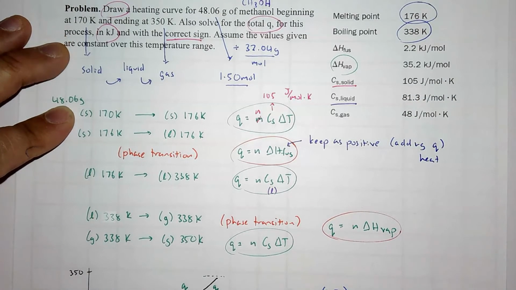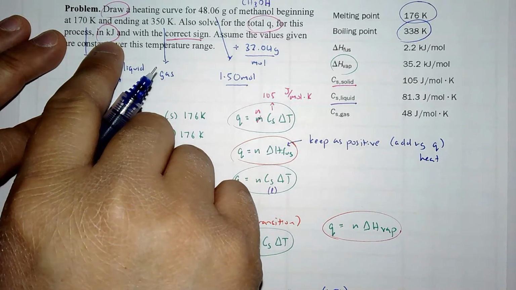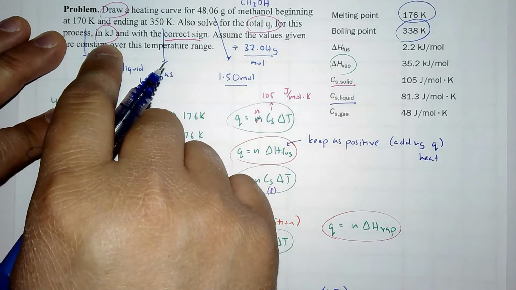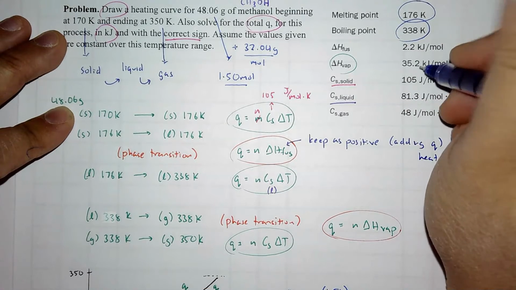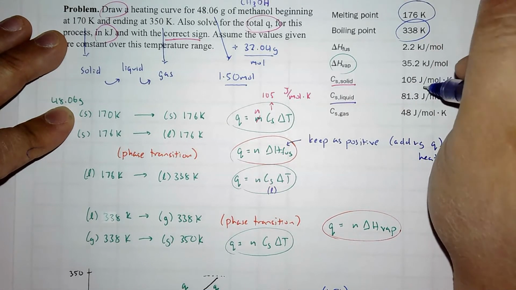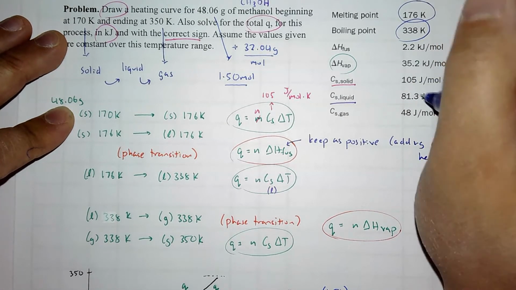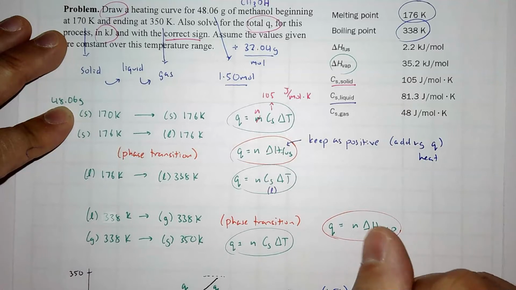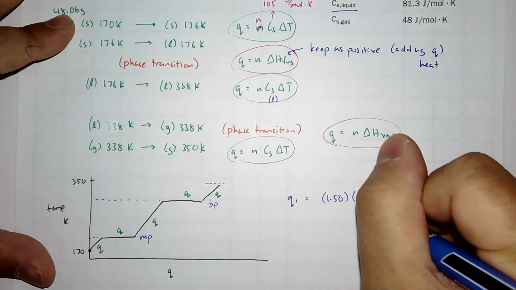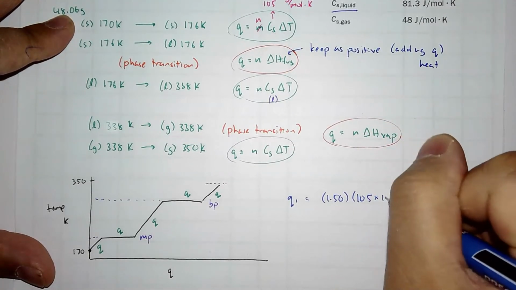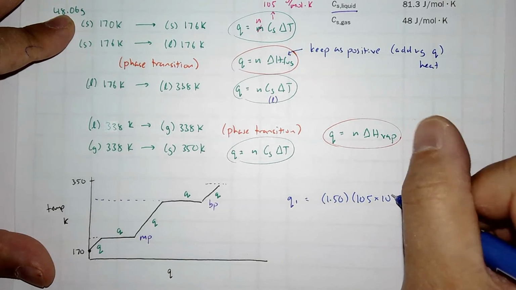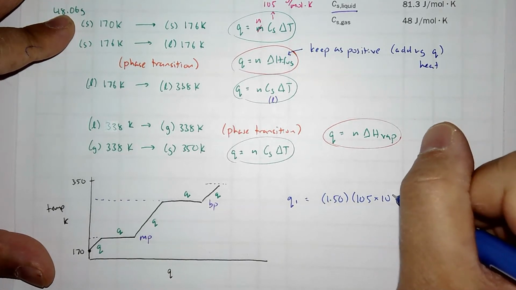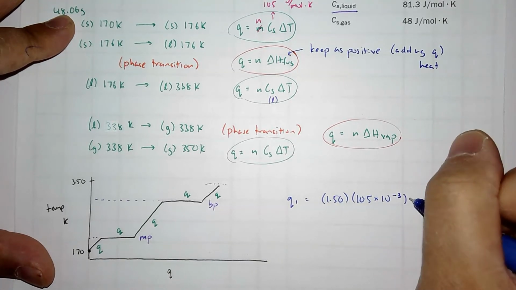So the other thing is we got to stay consistent because they want the answer in kilojoules. Can we do this in kilojoules on the fly? That would be 105 times 10 to the minus 3, because there's less kilojoules. The number is less. 10 to the minus 3.